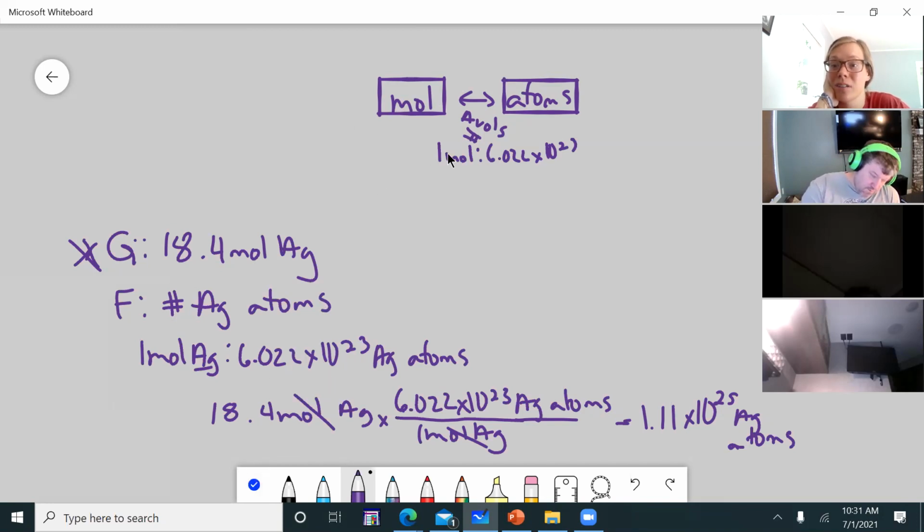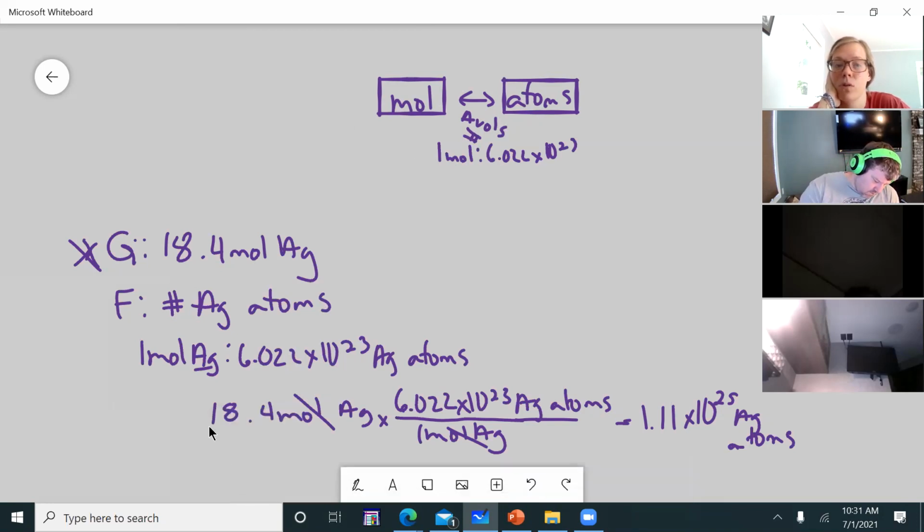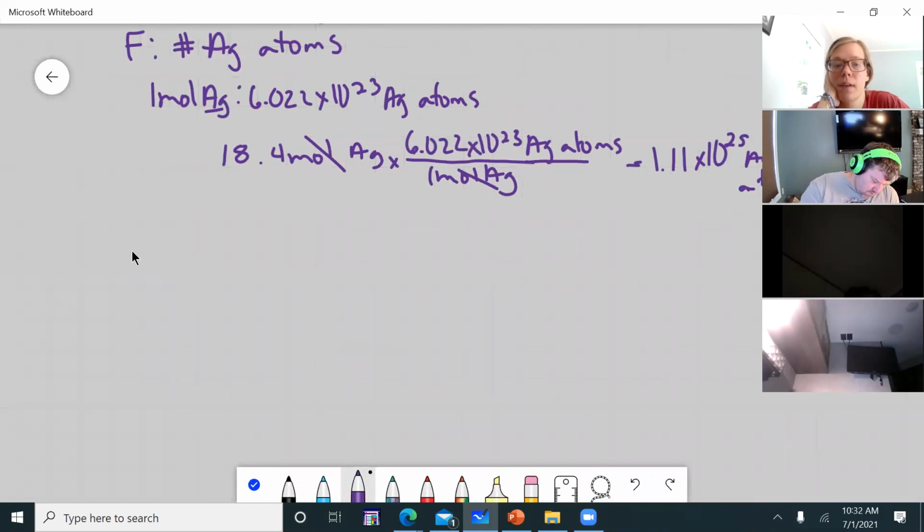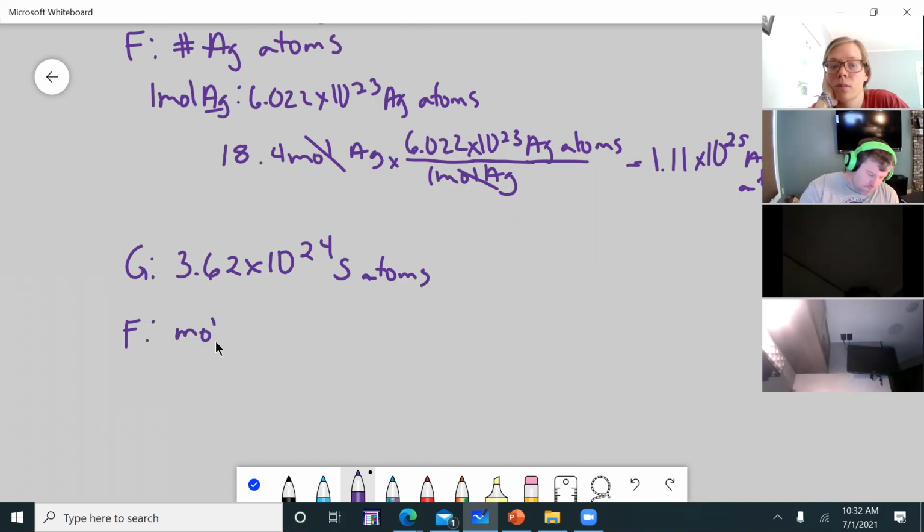Let's go the other direction, okay? I'm going to give you atoms and I want you to come up with moles. So given that you have 3.62 times 10 to the 24th sulfur atoms, I want you to find moles of sulfur. The conversion factor is the same, but you set it up slightly differently. So I'll give you 2 minutes.